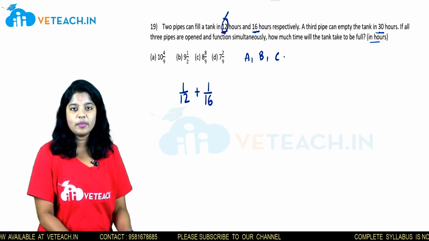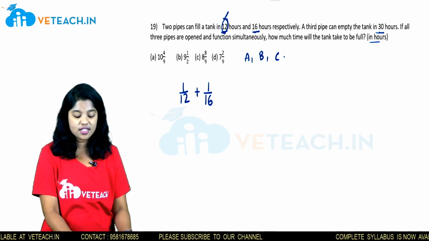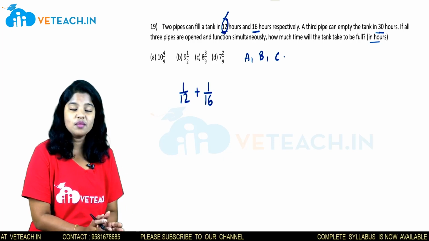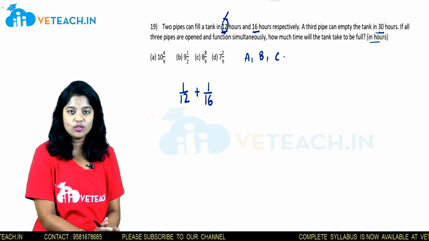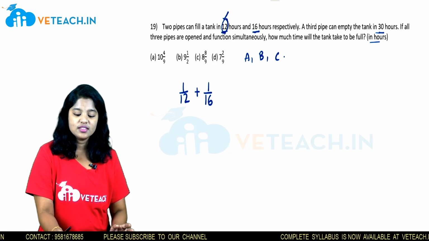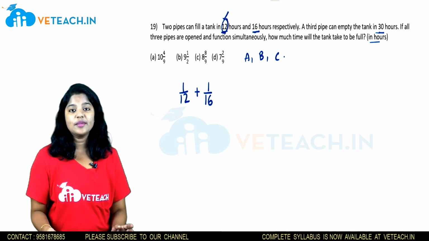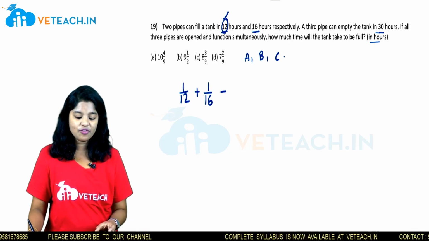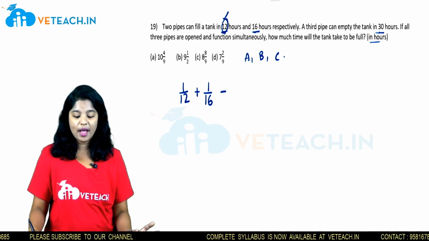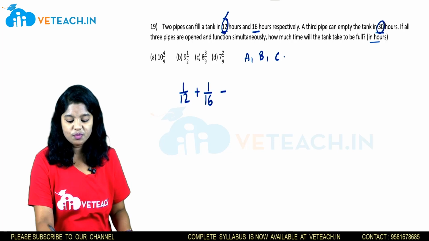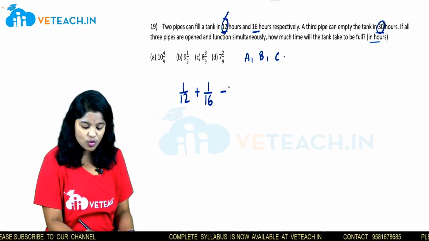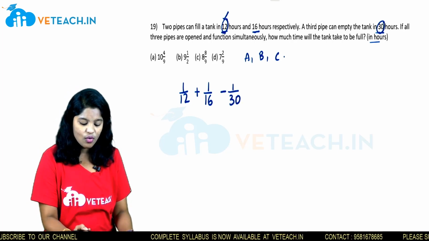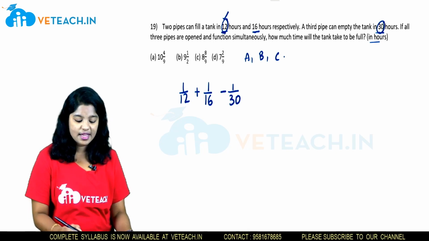All the three pipes are open simultaneously. A and B are filling the tank, so I am adding those both values, while pipe C is emptying the tank, so I should subtract the part of the tank emptied by pipe C. In 30 hours, pipe C can empty the tank, so in 1 hour it can empty 1 by 30th part of the tank.